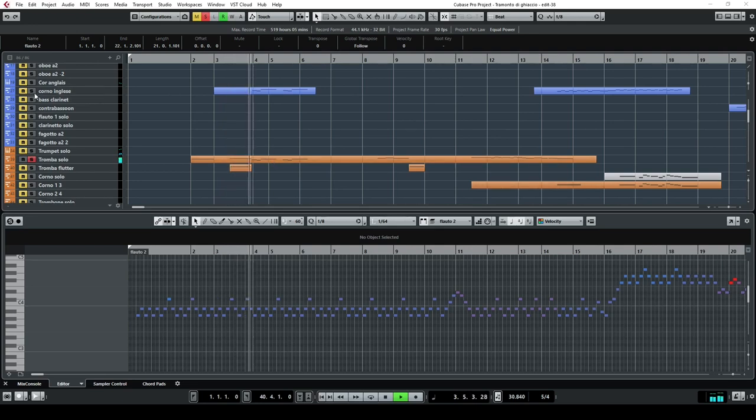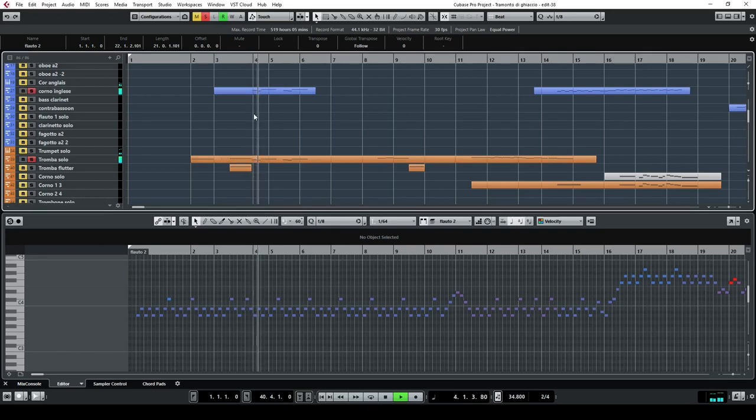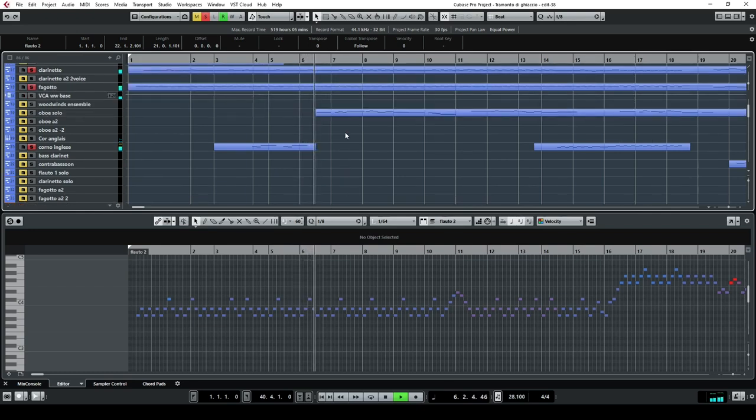Okay, and here, at this moment there is a doubling, which is done with the cor anglais. So you can hear. Voilà, so here. And then we stop here. So at this moment here, there is a main melody, which is also starting, and the oboe is kicking it off. Beautiful oboe.